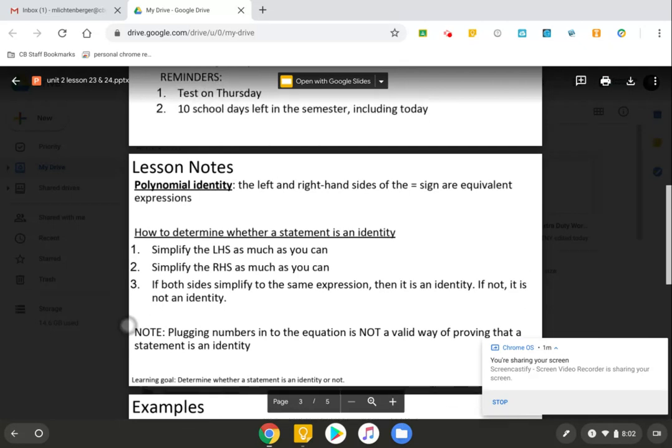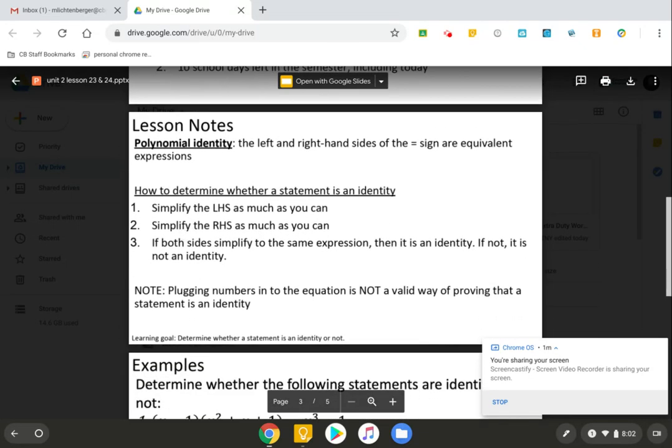The important thing I want to note is this note at the bottom of the lesson note slide, and this is going to come up in your test later this week. Simply plugging in numbers is not a valid way of proving whether a statement is an identity or not. We can plug in a bunch of numbers and calculate it, and it'll either work or it won't work. But in order to prove mathematically that it's an identity, we have to do the algebra.